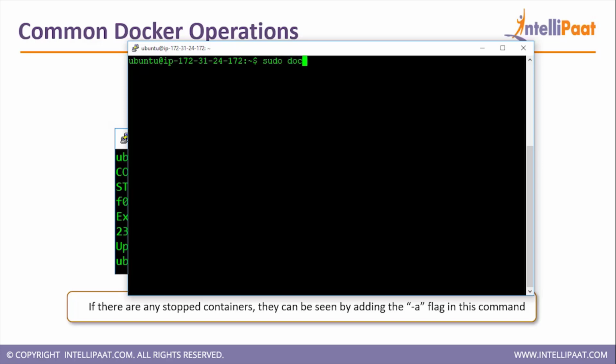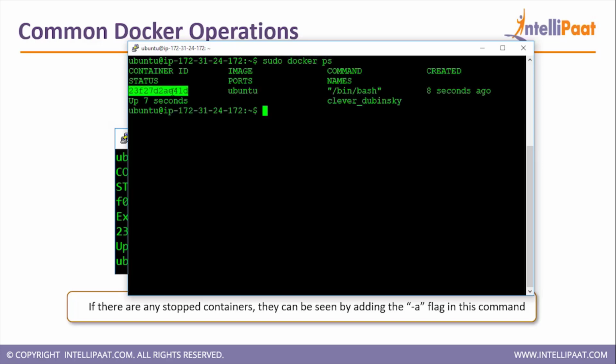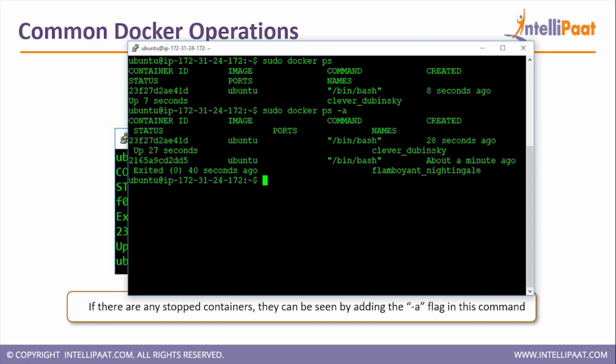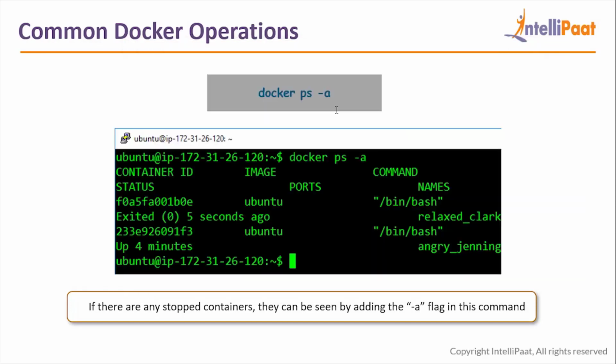Sorry about that. So if I do a docker ps, I would only be able to see the container which is currently running. You can see it is up 7 seconds. But if I want to see all the containers which are there on my system, that could either be in the start state or the stop state, all I have to do is type in the command sudo docker ps -a. With this I can see the container which is running, made around 27 seconds ago, and this is the container which has exited, which we manually stopped. We can see that by passing the command sudo docker ps -a.